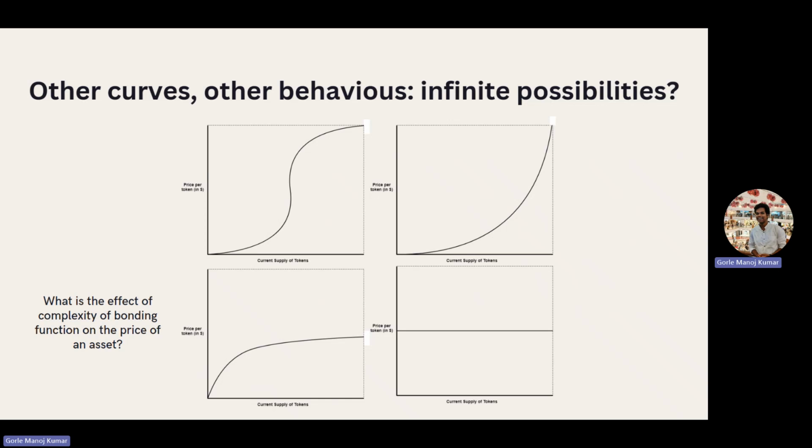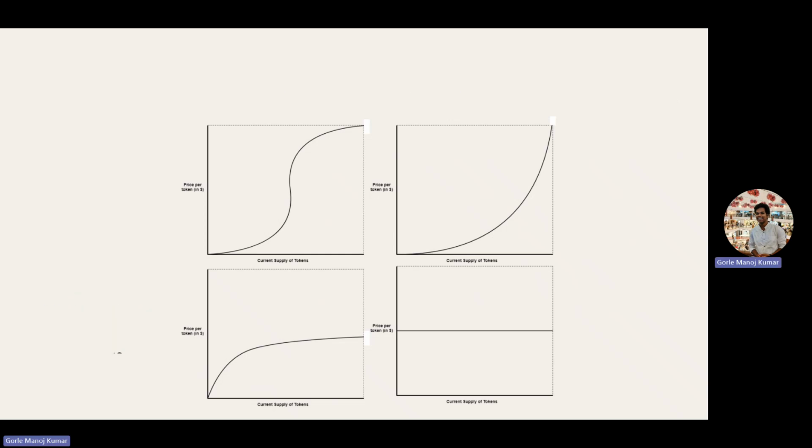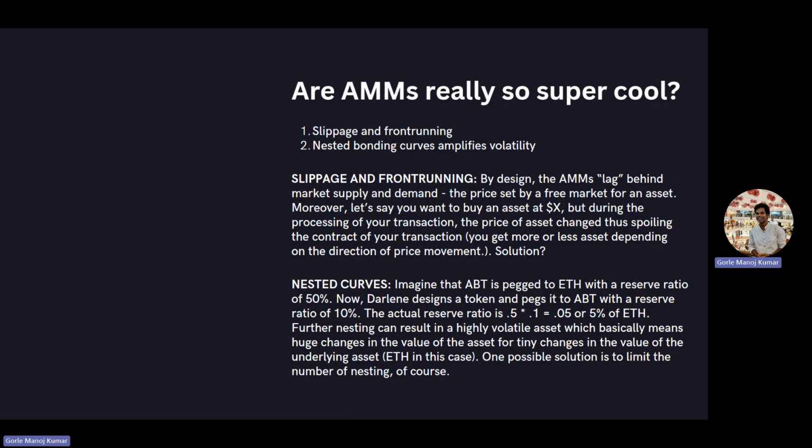Moving on, similarly you can do an analysis for the other two. The effects of complexity of bonding function, which I mentioned, basically means that if you have a very complex function like y equal to k log x plus c to the power sin x plus y, we don't do that because you cannot compute that on the smart contract. We do simple things, y equal to mx plus c or something like that.